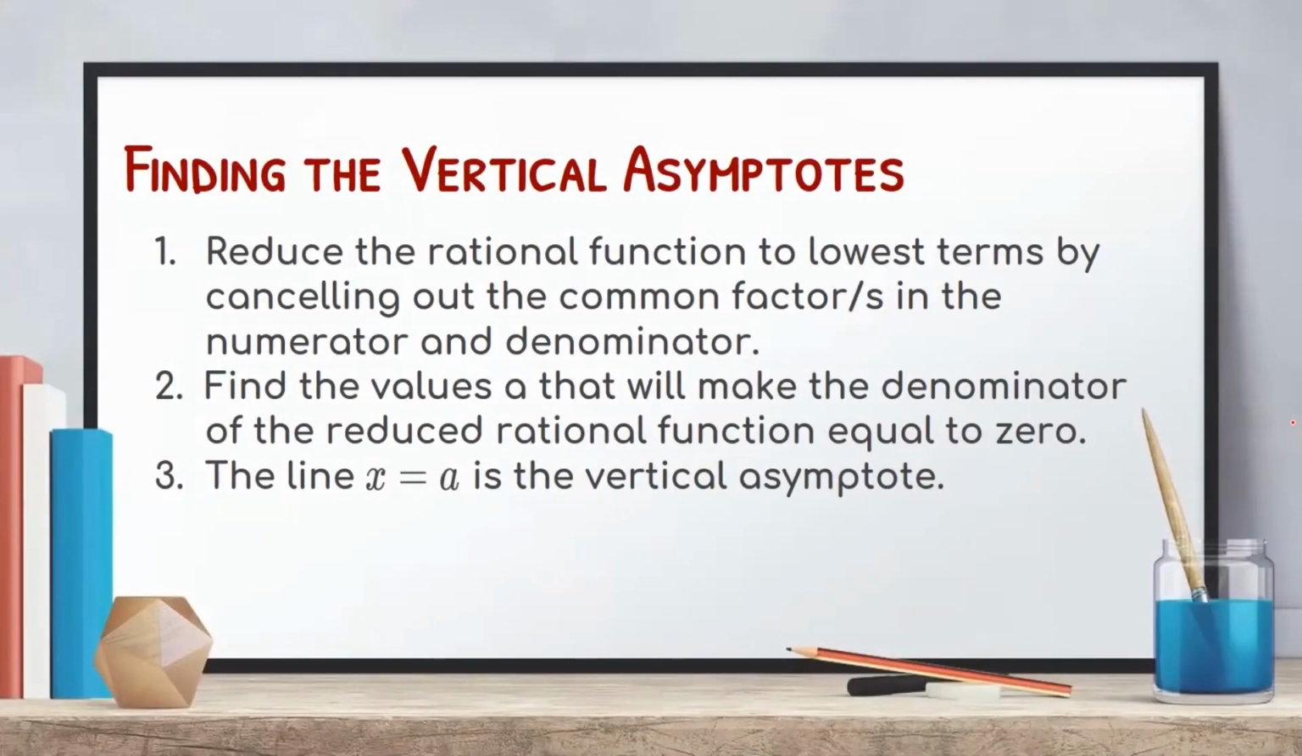The question is, how are we going to find the asymptotes? These are the steps in determining the vertical asymptotes. First, reduce the rational function to lowest terms by canceling out the common factor or factors in the numerator and denominator. Second, find the values a that will make the denominator of the reduced rational function equal to 0. And finally, the line x equals a is the vertical asymptote.